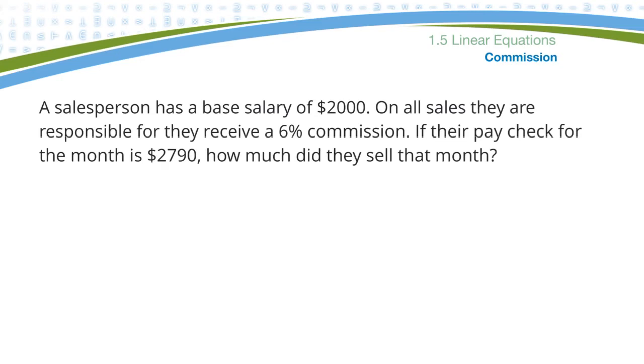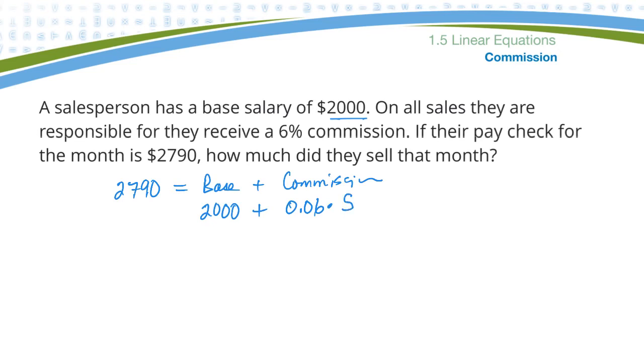So they get paid $2,790, and that's made up of a base salary plus their commission. Okay, now their base salary is this $2,000, so I can put that right there. Plus their commission, they receive 6%, so change that to a decimal, multiplied by however much they sell. Let's use an S for sales, is equal to $2,790. Now I've got a linear equation.